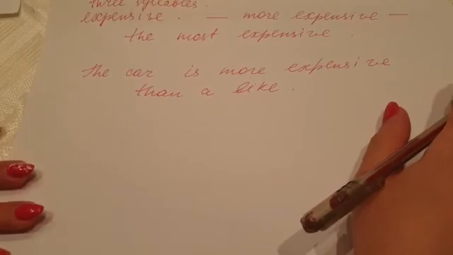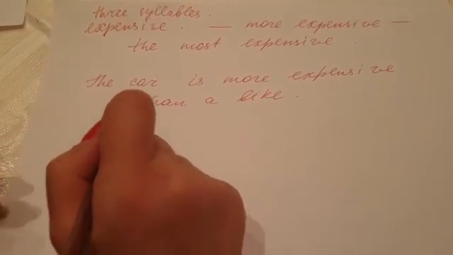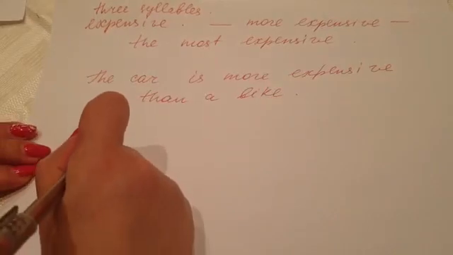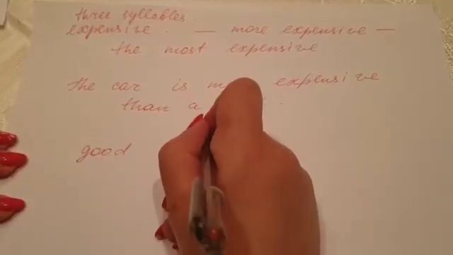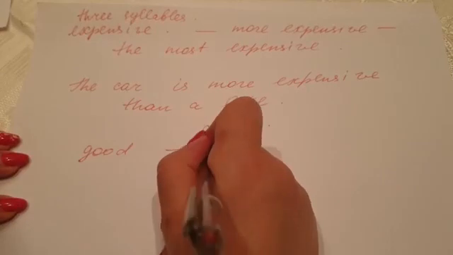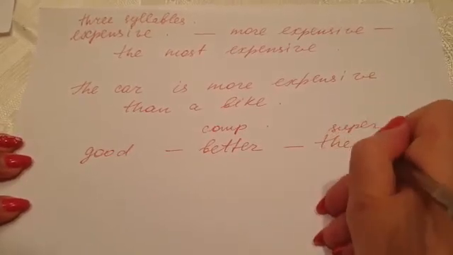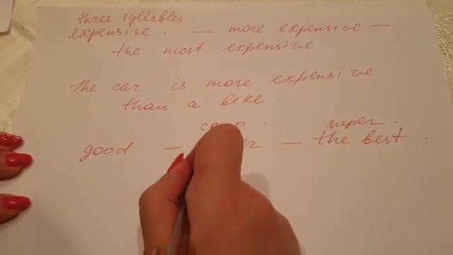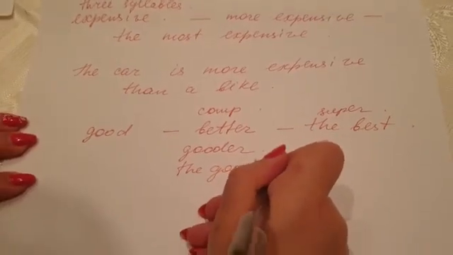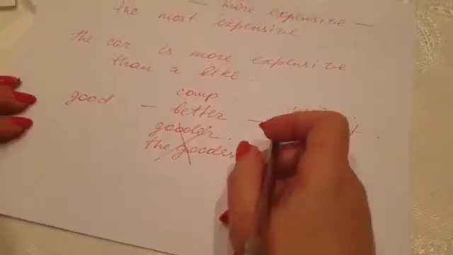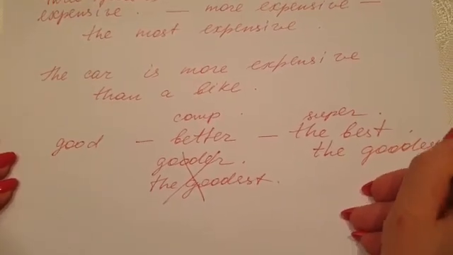As we know, of course, there are always exceptions in English. We must learn these exceptions by heart. Good, a common exception. Good in comparative degree, we write better. In superlative degree, the best. It's not right to write gooder or the goodest. Best, the best, we cannot write the goodest or gooder.